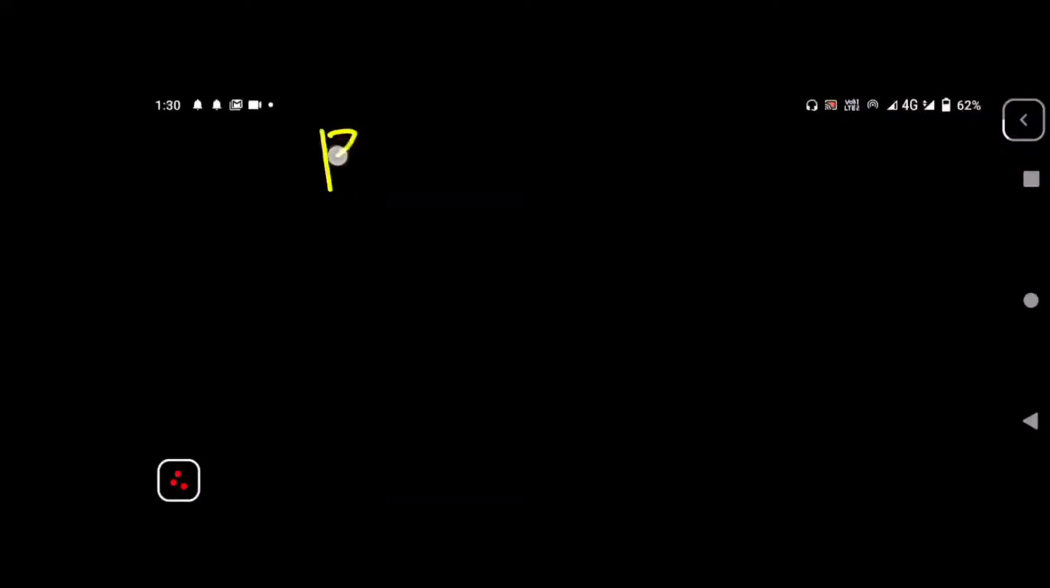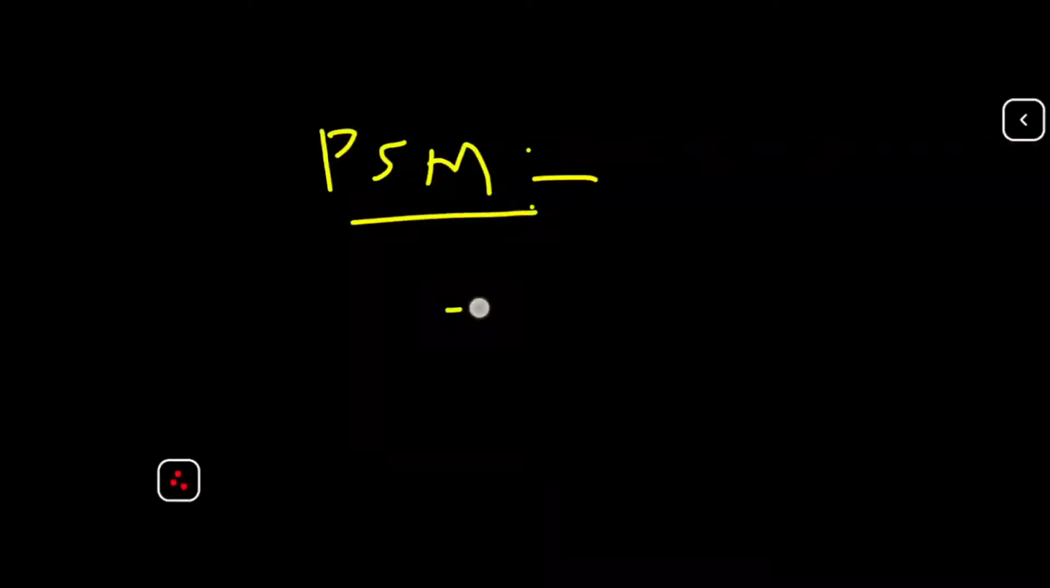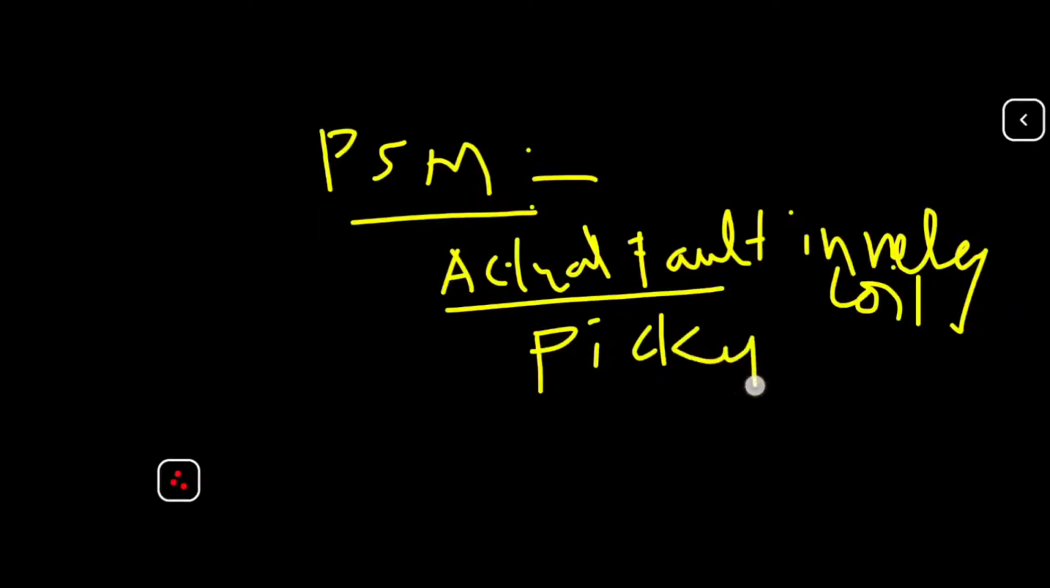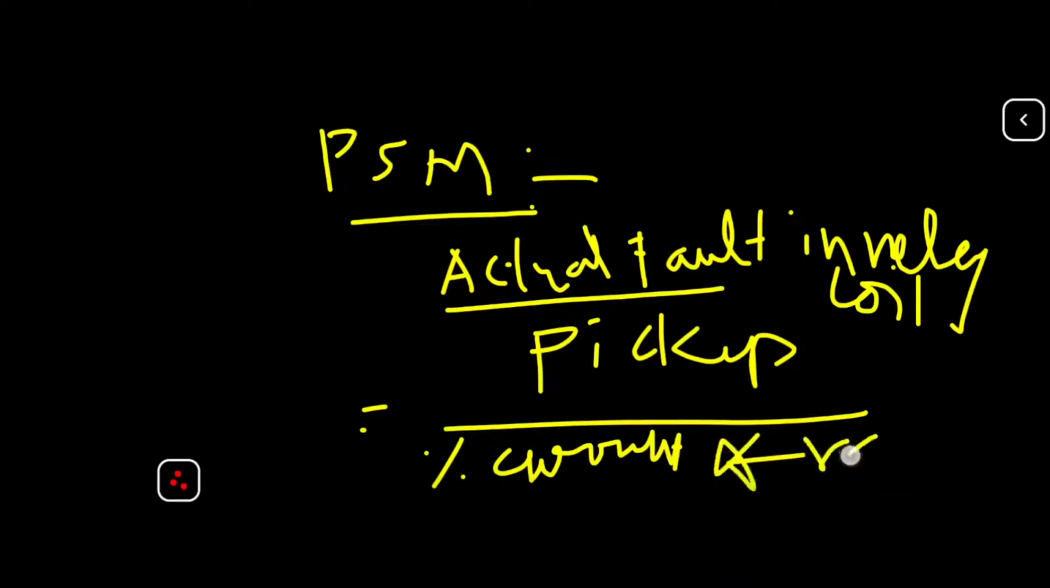Plug setting multiplier of a relay is defined as the ratio of actual fault current in the relay coil to pickup current. Simply, PSM is the actual fault current in the relay coil divided by pickup current. Pickup current is percentage current setting into rated secondary current of CT. Already we told what a plug setting multiplier is. Pickup current is obtained from rated secondary current of CT into percentage setting.